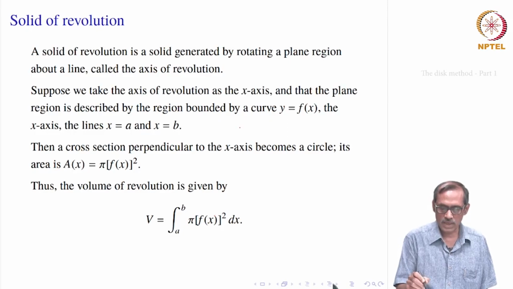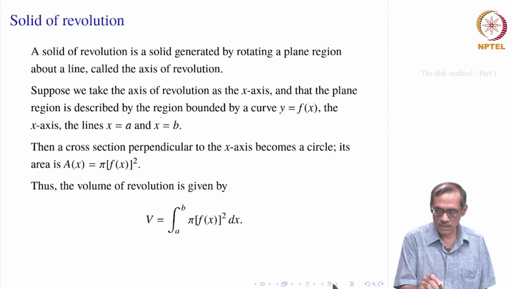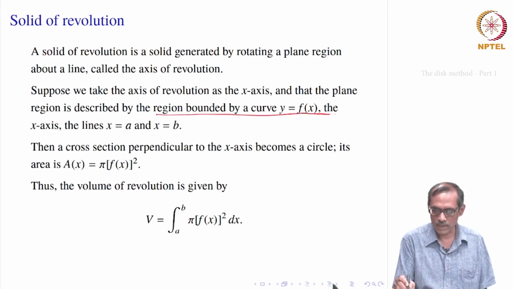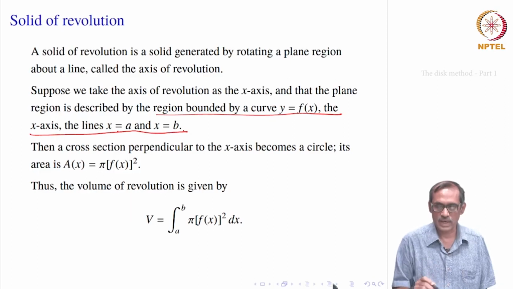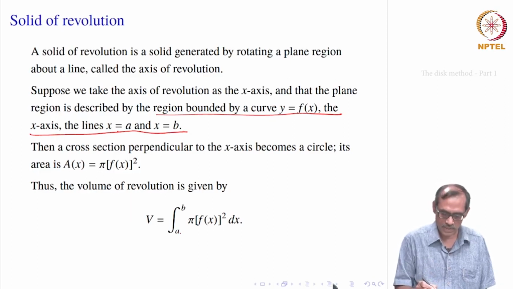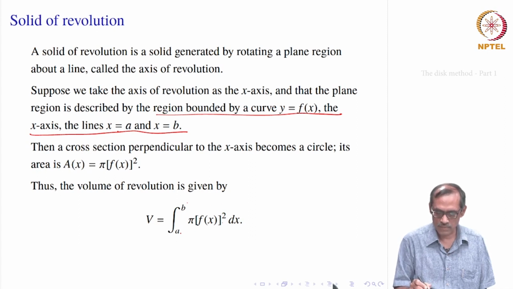Now, what kind of solid are we generating and for which is it the volume? We must remember that it is the region bounded by y equal to f of x, the x axis, which is the axis of revolution, and the lines x equal to a and x equal to b. That is why you get the limits a and b for x, and then it is the area of the cross section, which is pi times f of x squared dx.